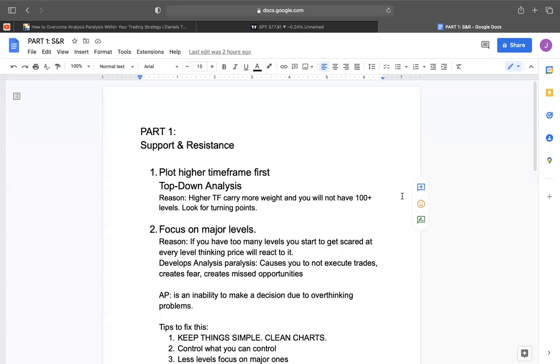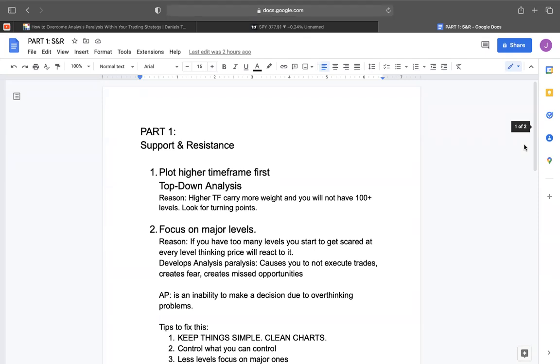But analysis paralysis, that's something major when it comes to trading, right? It causes you to not execute trades, and it creates fear, and it creates missed opportunities, right? And basically what that means is you overthink. How many of you guys are overthinkers? Not even just in trading, just in general, as human beings outside of the markets, you're just a natural overthinker.